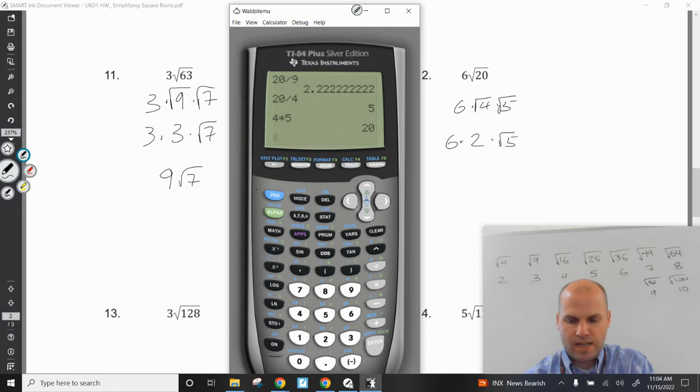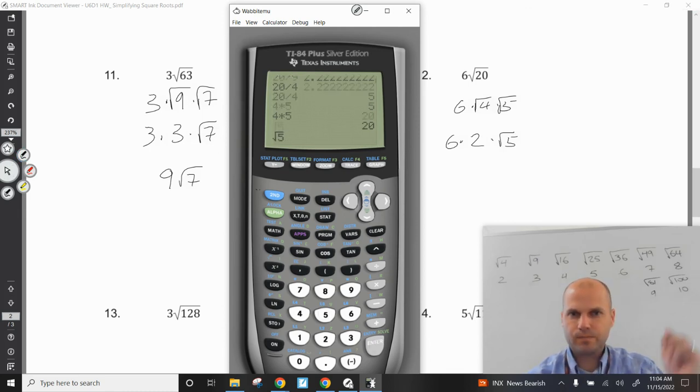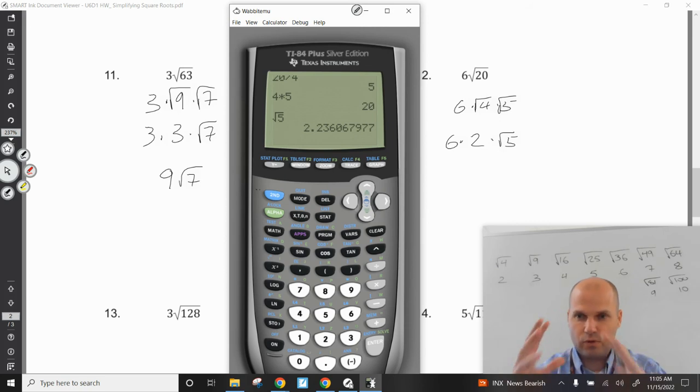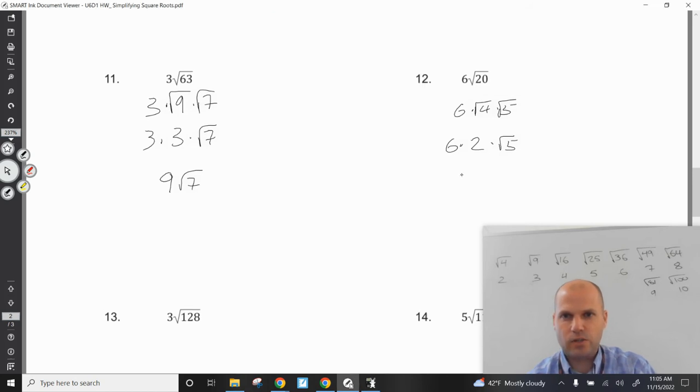Root 5 cannot be simplified. Root 5 is an ugly decimal. It's the smallest root that's left over. Don't multiply 2 by root 5. That's not root 10. Okay? 2 root 5 is just an ugly number. But multiply 6 by 2 to get 12.